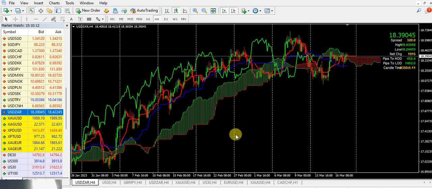Let me look at USD South African Rand. So market has a bearish cloud here. So the future of the market is bearish. However, the price point is just sitting on the cloud. So in this situation, no decision must be made. We have to be careful when trading.